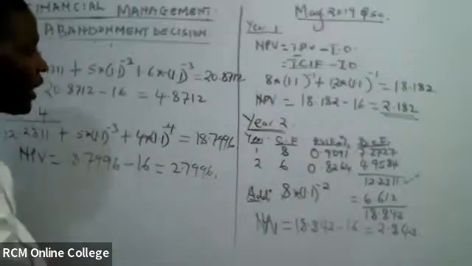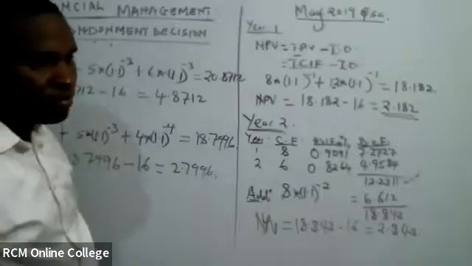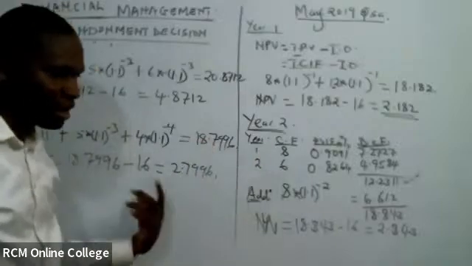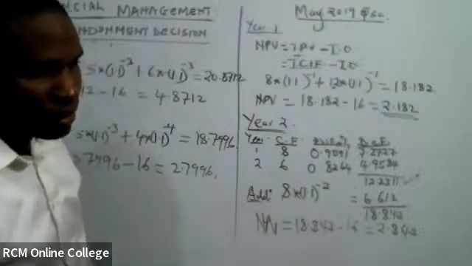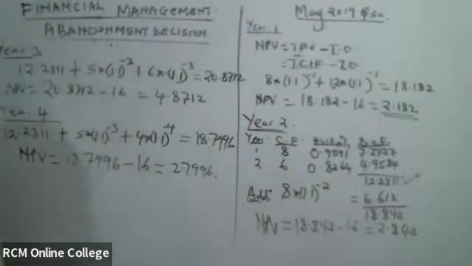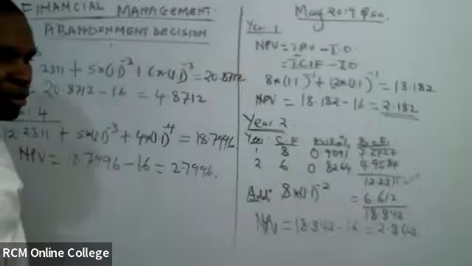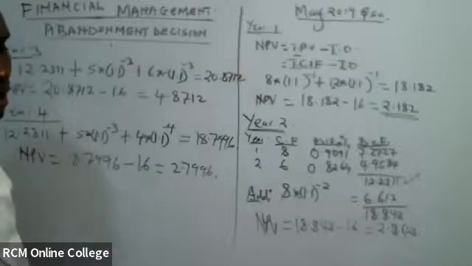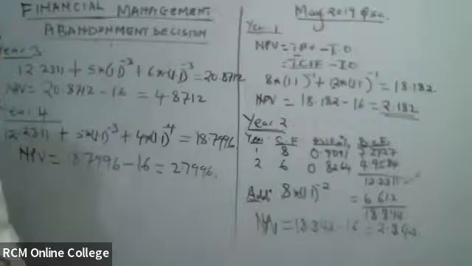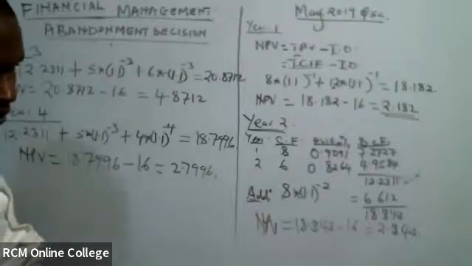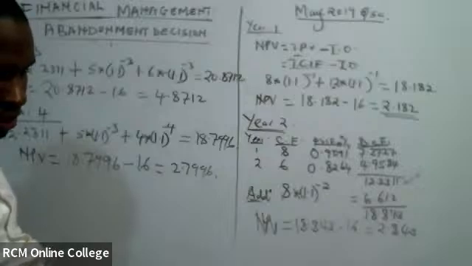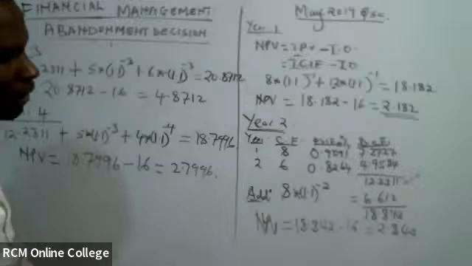So class, at which year should we abandon this project, or should we advise this company to abandon the project? At what point should we abandon this project? At which year? Tuangalie vizuri, tuseme mwaka gani?